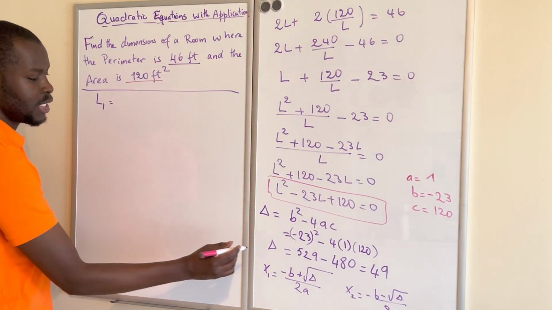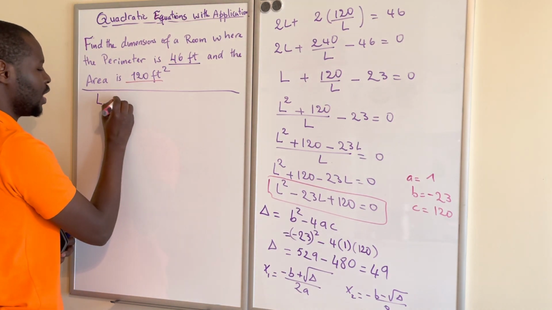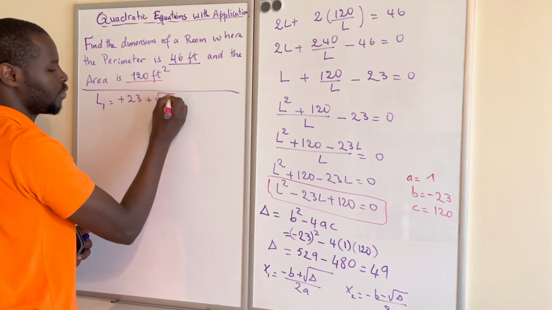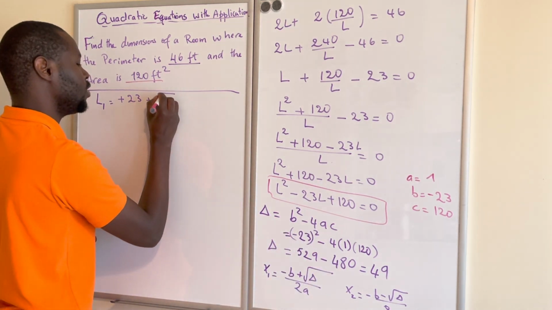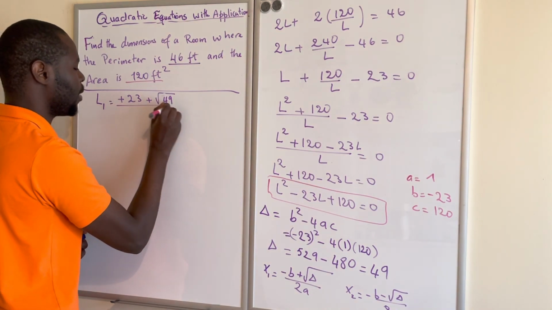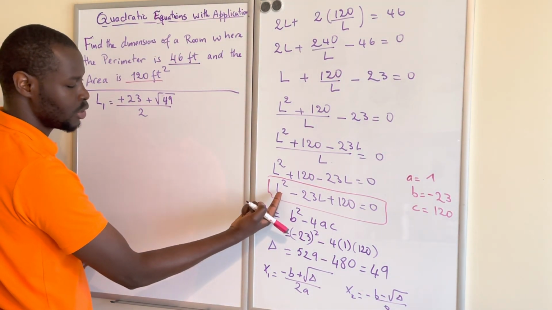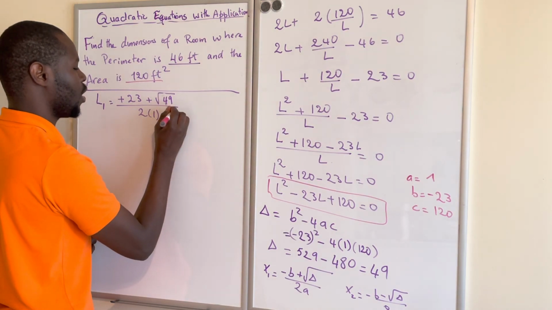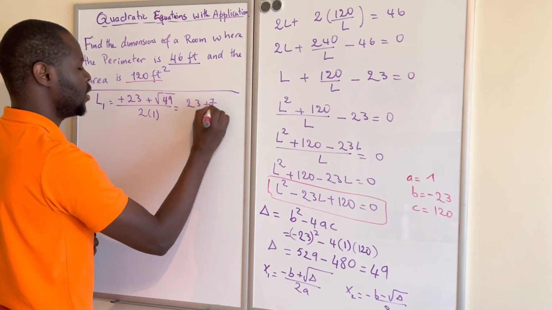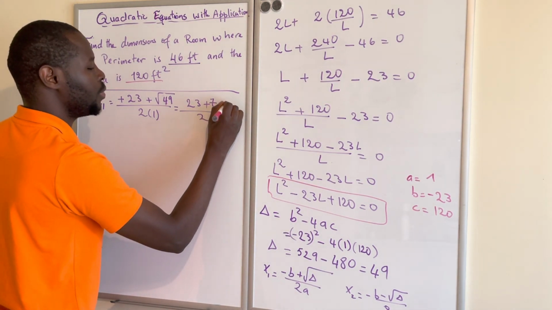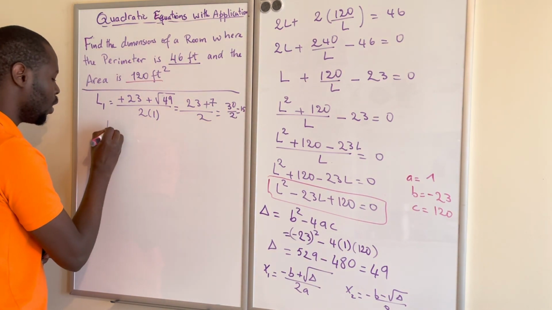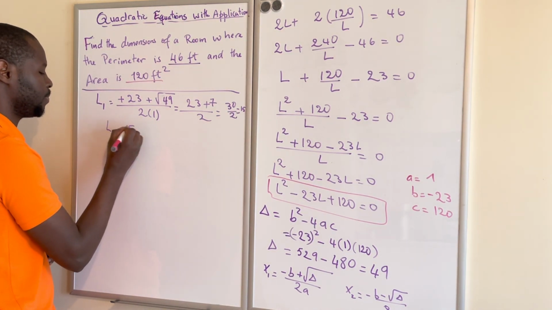Now let's do that. So what is b? B is negative 23, so negative b is positive 23, plus the square root of delta. Delta is 49, so that would be the square root of 49, divided by 2a. What is a? A is 1, just the coefficient of L squared. So 23 plus the square root of 49, which is 7, divided by 2. That would be 30 over 2, which gives me 15. So L1 equals 15.